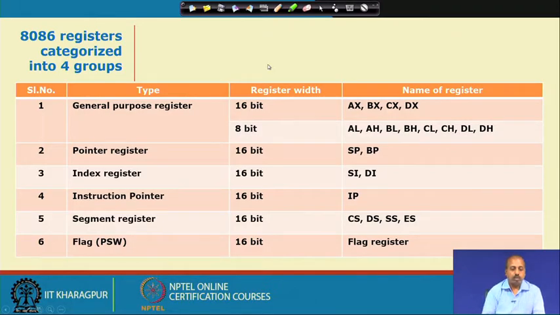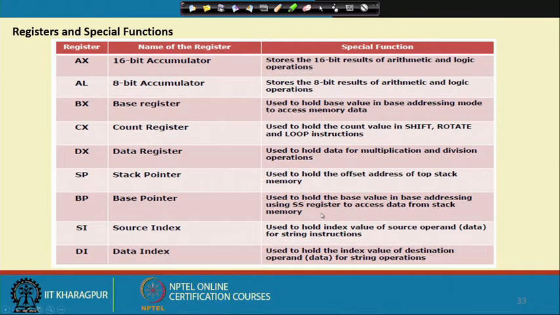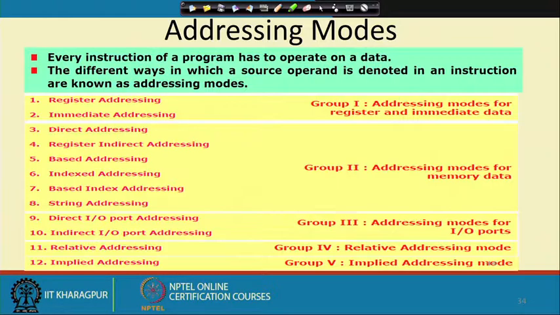Now, these registers can be classified into a number of groups. General purpose registers: we have 16 bit AX, BX, CX, DX, and 8 bit AL, BL, etc. We have pointer registers SP and BP, index registers SI and DI, the instruction pointer IP, and segment registers CS, DS, ES, SS as 16 bit segment registers. And there is the flag register, which is again 16 bit. So this summarizes the registers, which we have already discussed.